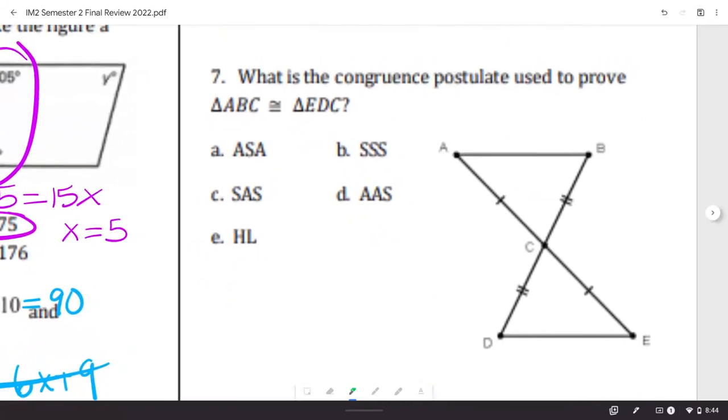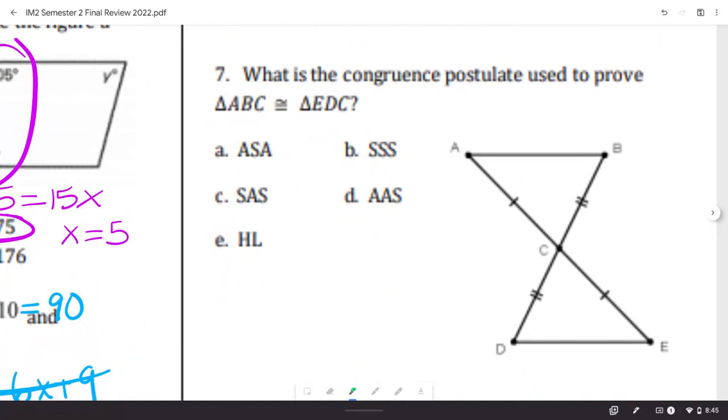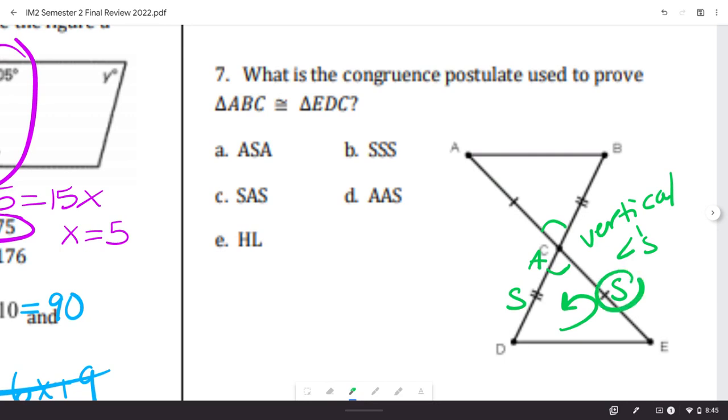All right, so this is back to geometry. What is the congruence postulate used to prove ABC is congruent to EDC? Well, you have to remember that these are vertical angles. It's a very common thing that we used in this chapter. And so we've got a side, an angle, and a side. It doesn't matter if I read it clockwise or counterclockwise. Look at that triangle. I still get an S, an A, and an S.